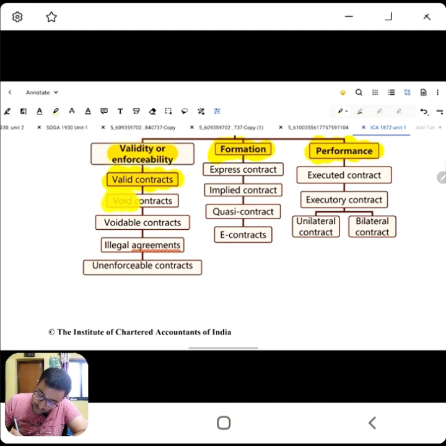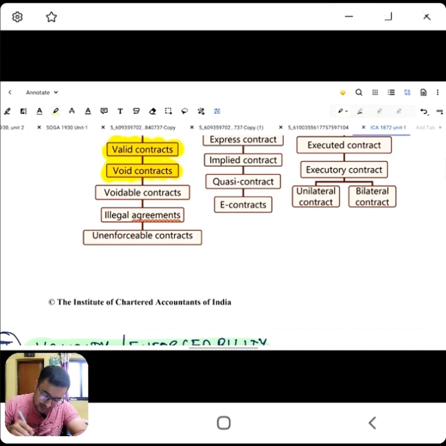What is a void contract? A void contract is a contract which does not fulfill all those conditions, right? No, not right. A void contract is a contract which once was a valid contract, but now it has ceased to fulfill all the conditions. Something happened because of which now it has ceased, stopped to be a valid contract. Therefore, a contract which ceases to be enforceable is called a void contract. Very, very important. A contract which ceases to be enforceable.